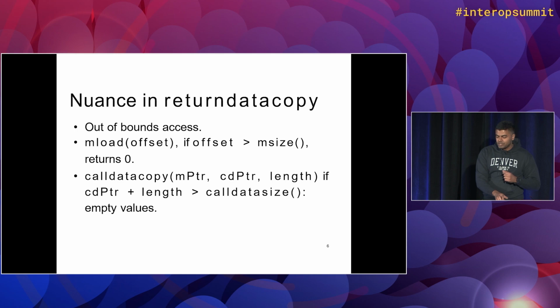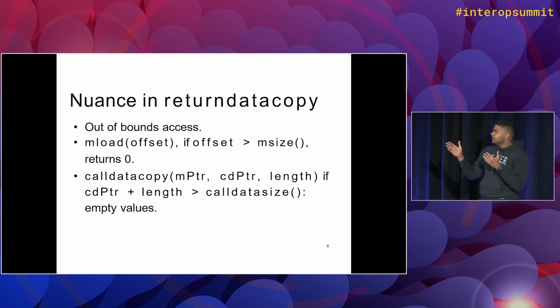There is one nuance in returndatacopy that we will look into right now. So what happens in general in the EVM when there is out-of-bounds access? Let's look into memory load. If you want to read from a location in memory, you use the instruction mload. If the offset is somewhere that is never used, in EVM terms, if the offset is above the current maximum size of the memory, this would just return 0.